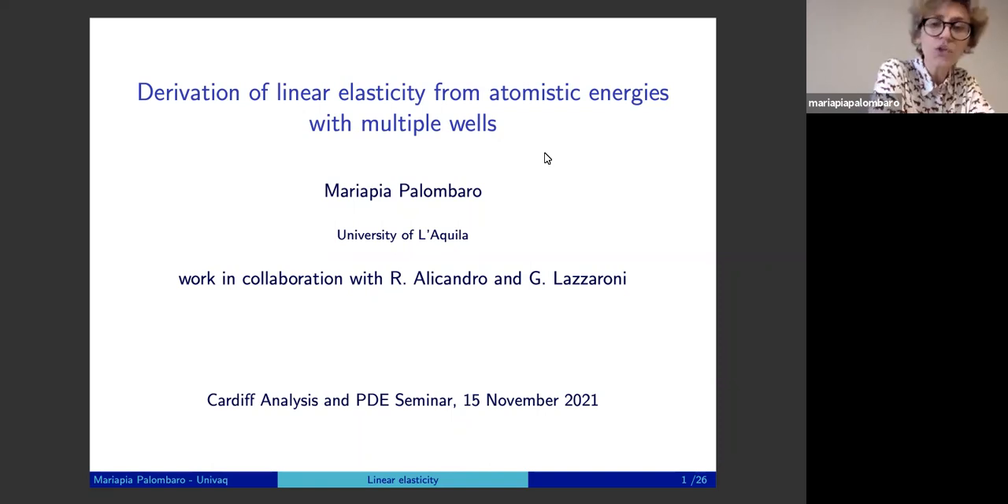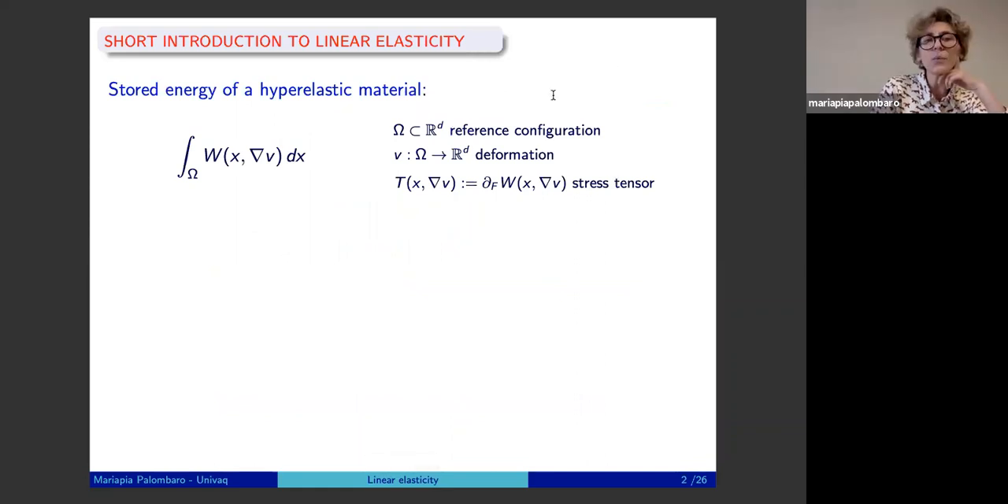As the title suggests, the problem that we studied is the derivation of linearized energies from atomistic energies with multiple wells, so discrete energies that are minimized on the union of several wells. Let me start with a short introduction to linear elasticity and with a description of the variational approach that we follow. For the moment, let's stick to the continuum setting.